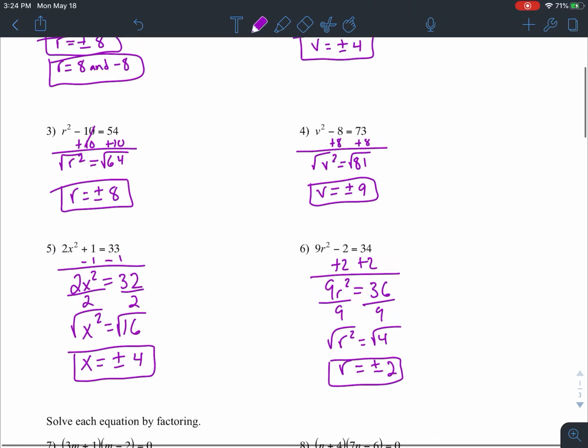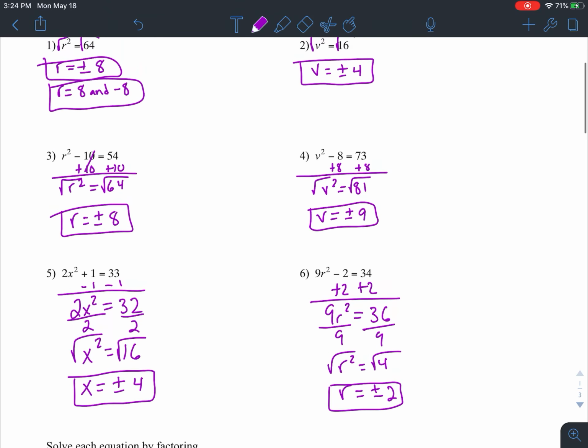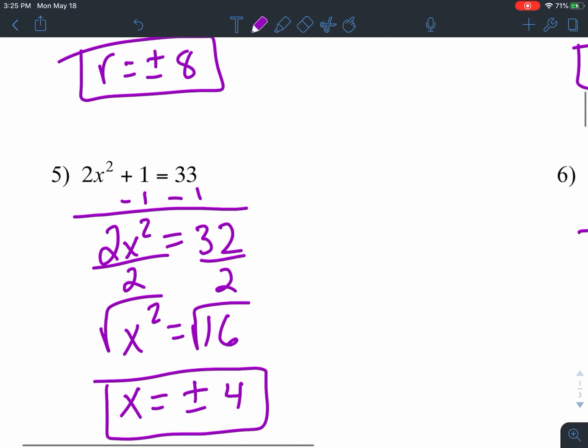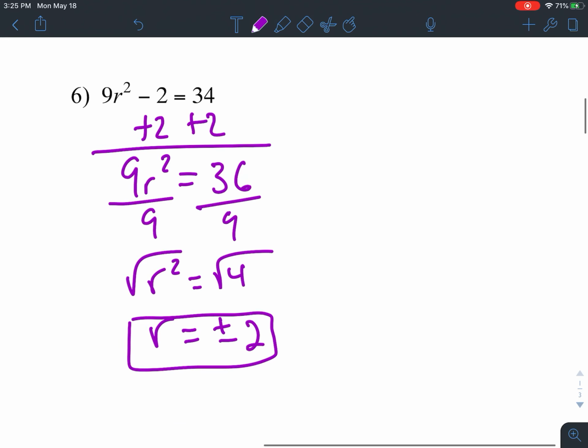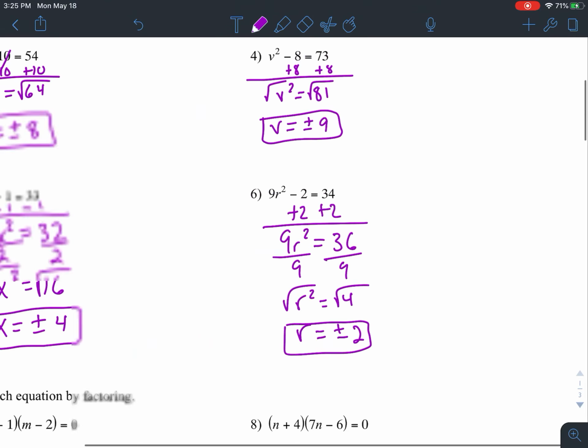Okay, so it's just a basic, you know it or you don't. So if you miss the answers, you don't get the credit. If you get both answers, remember there's 2 answers for every problem. Even though it only looks like I'm writing one, that plus and minus means it could be a positive 4, it could be a negative 4. Okay, and then same thing here. It could be a positive 2 or it could be a negative 2.